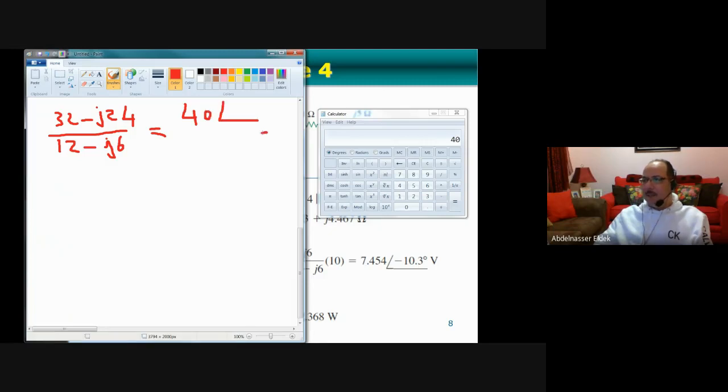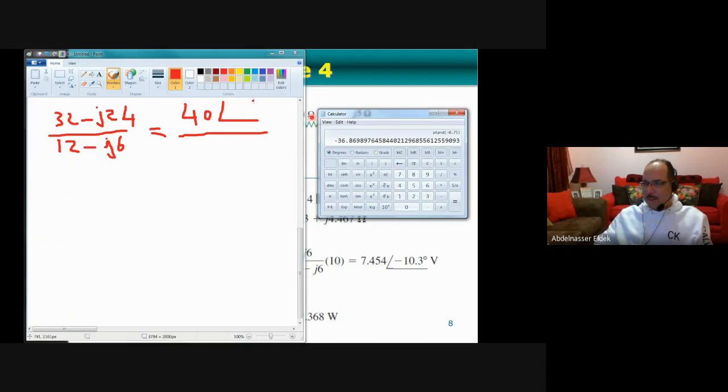And what is the angle here? The angle will be the inverse tan of negative 24 divided by 32, so it is negative 36.87 degrees. Okay, so this is the first one. The second one here is 12 squared plus 6 squared equals 180, to the power of 0.5, equals 13.416.